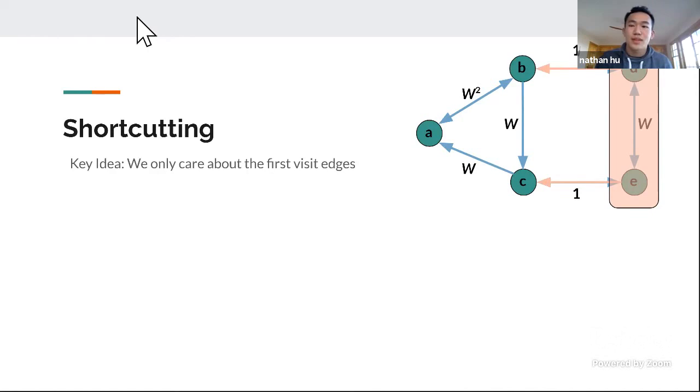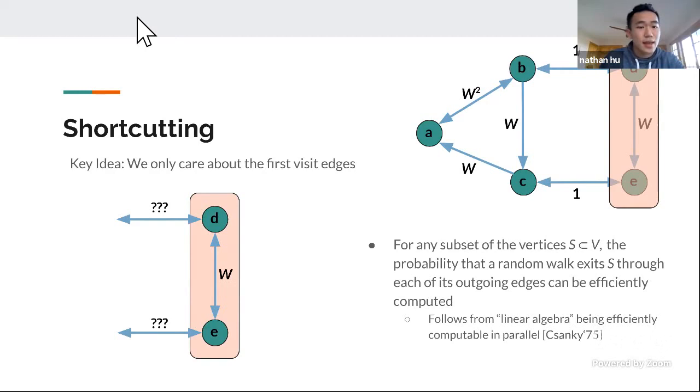And it turns out that in general, given some vertex set on a graph and a current location, if we want to ask the question of when our random walk finally leaves this cluster of vertices, what edge do we take? Those probabilities can be computed very efficiently in parallel. And this means that we can very efficiently fast forward our walk if we know what clusters we wish to ignore.